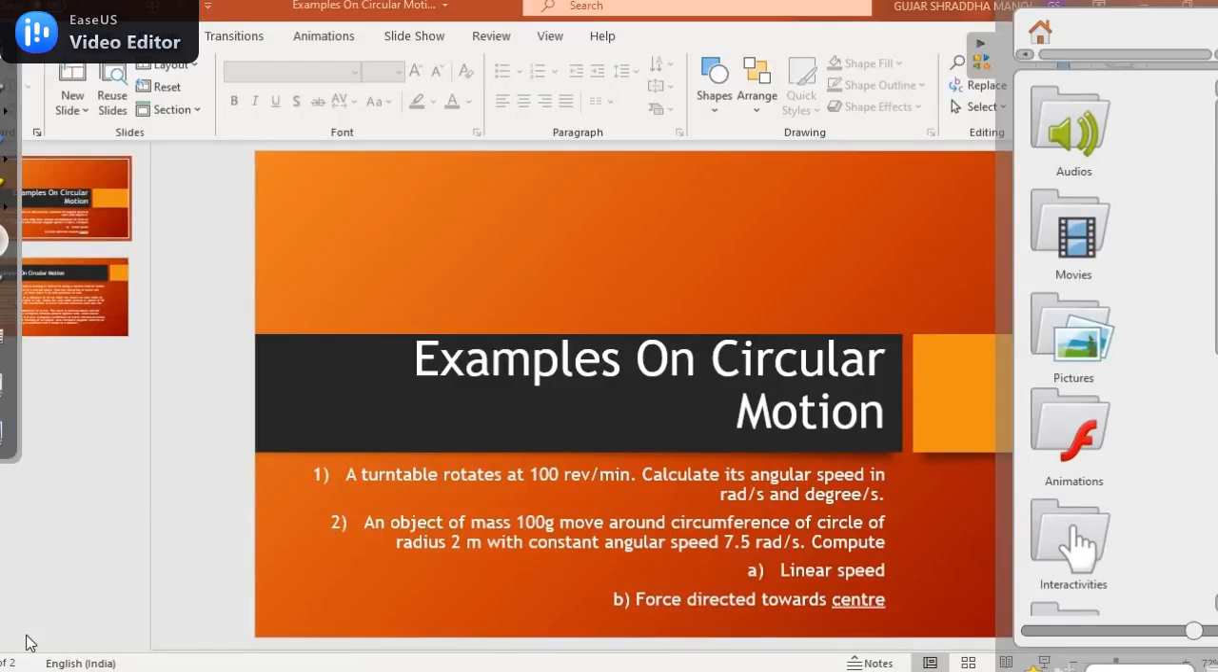Let's do some examples on circular motion.